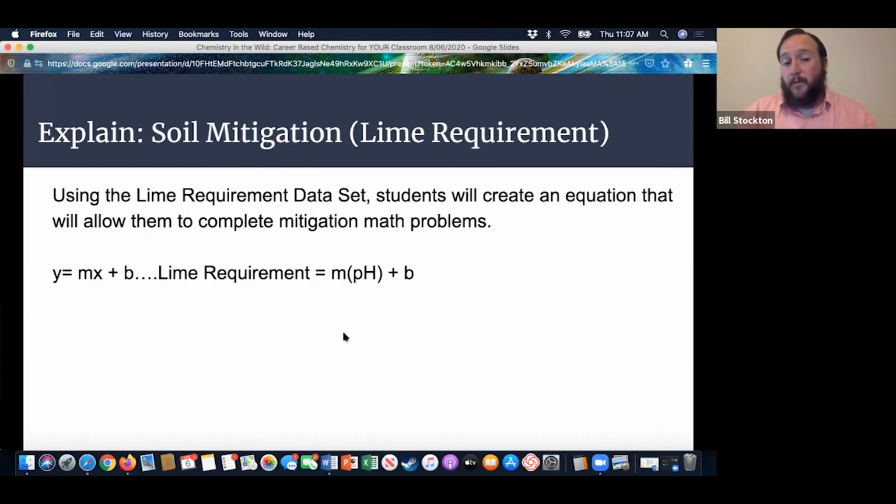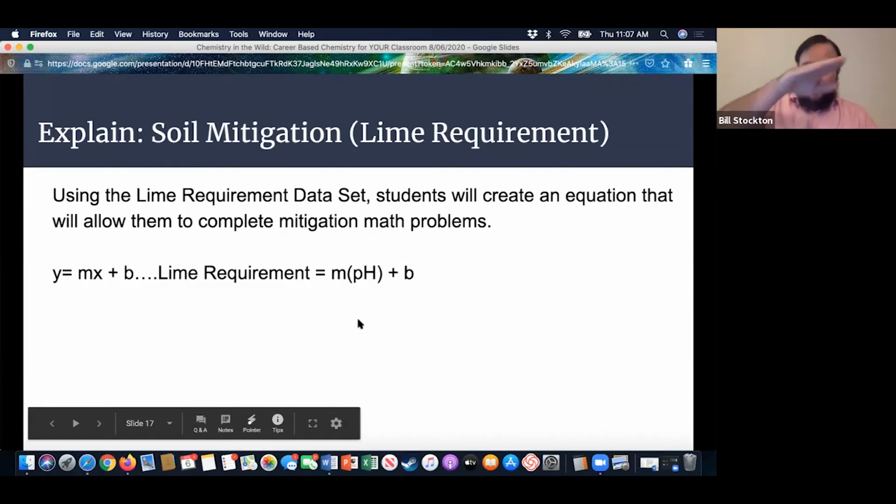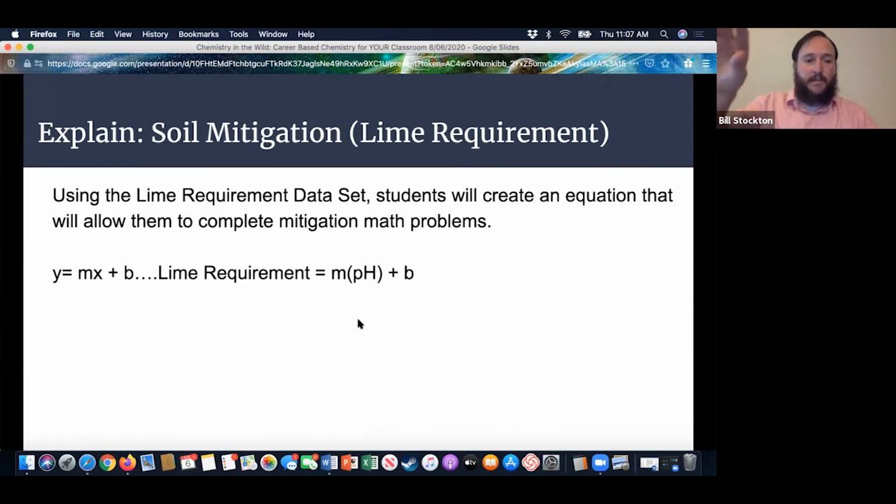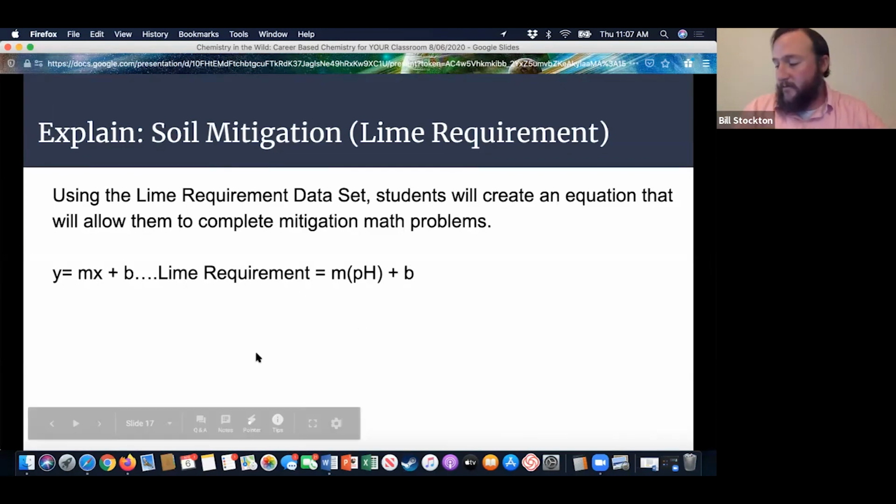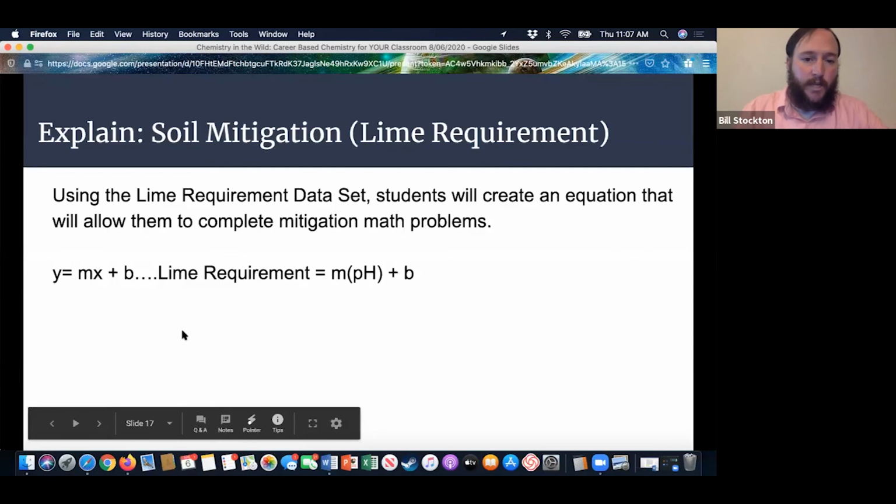Granted, everybody's going to probably have slightly different equations. I saw that first one on there was a slope of -7.5. And so what is that meaning? That slope is decreasing, and it's change of y, so it's that difference in the amount of lime versus the difference in pH, and then the y-intercept being 40. So we come up with an equation.